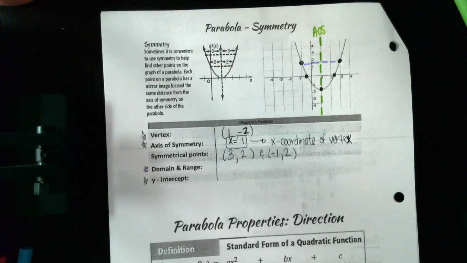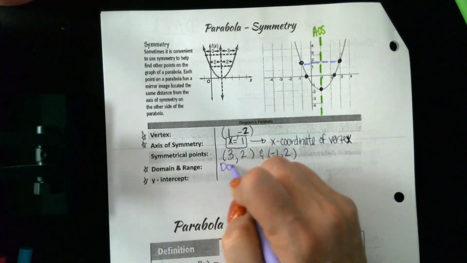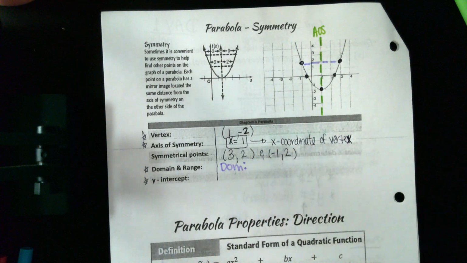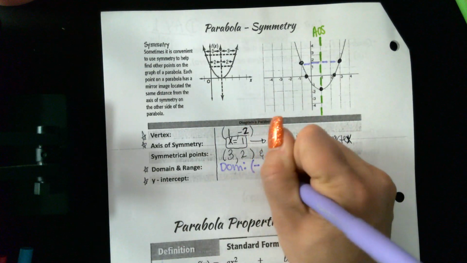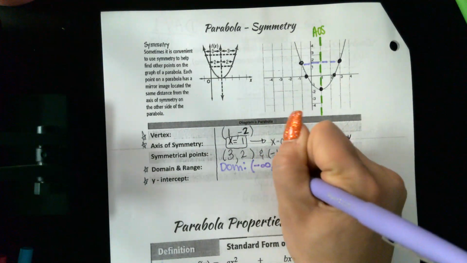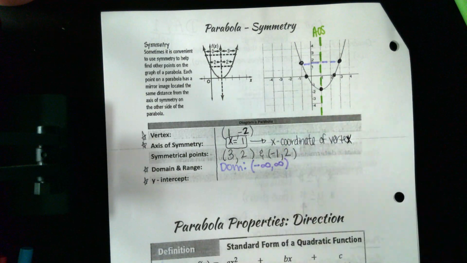All right, now for domain and range. I already said domain, it's the same answer every time. What is it? All real numbers. So I'm going to write mine as -infinity to +infinity. But you guys can make the fancy R, or you can just write out all real numbers.